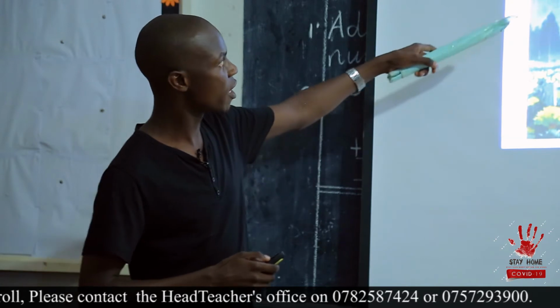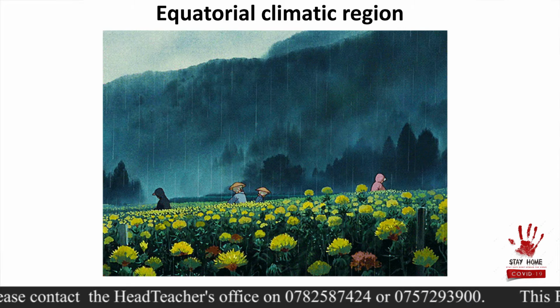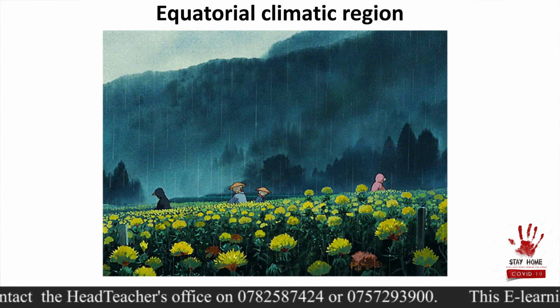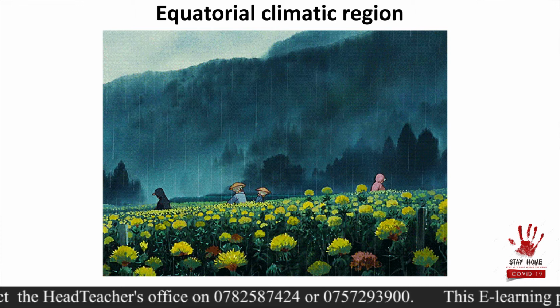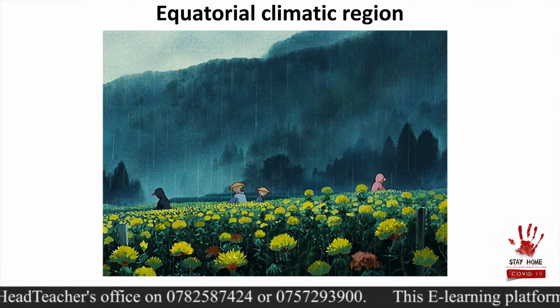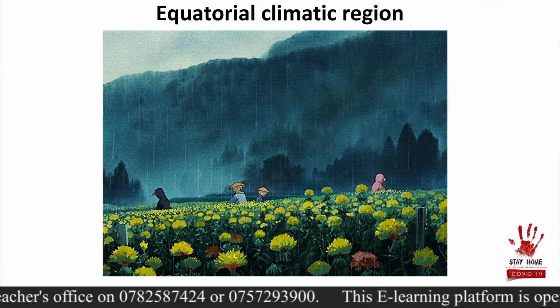When you check on this diagram here, it shows you how such areas experience heavy rainfall. You can see the clouds and how the atmosphere is looking. All that shows that such an area experiences very heavy rainfall. Is that okay? Yes, let's continue.